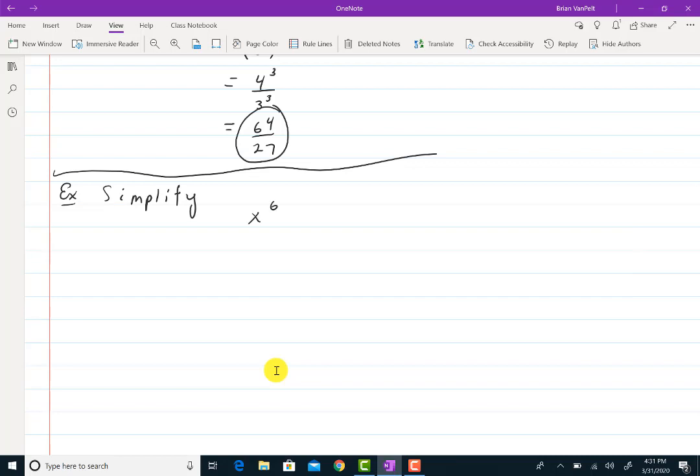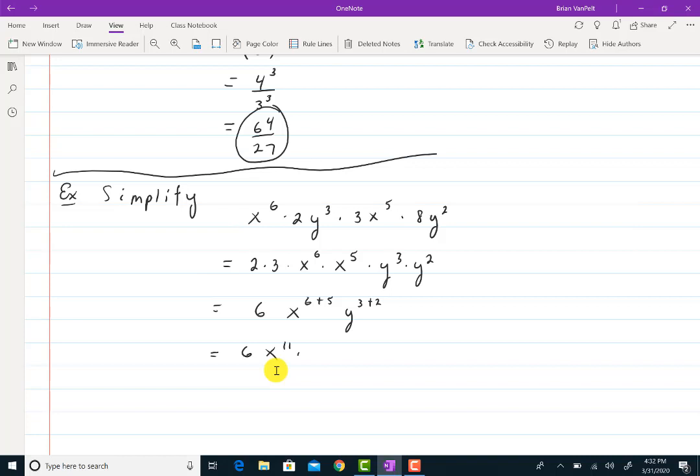So I'll have x to the 6th power times 2y cubed times 3x to the 5th times 8y squared. Well, the way you can do this is you can rewrite it so that you can put the numbers in front, like 2 times 3. Then I can use the commutative property to write x to the 6th times x to the 5th. And then I can put the y's at the end if I want, y cubed times y squared. Now the 2 times 3 is easy enough to make a 6. The x's, I have x to the 6th plus 5. And for the y's, I have y to the 3 plus 2. And so that'll be 6x to the 11th, y to the 5th.